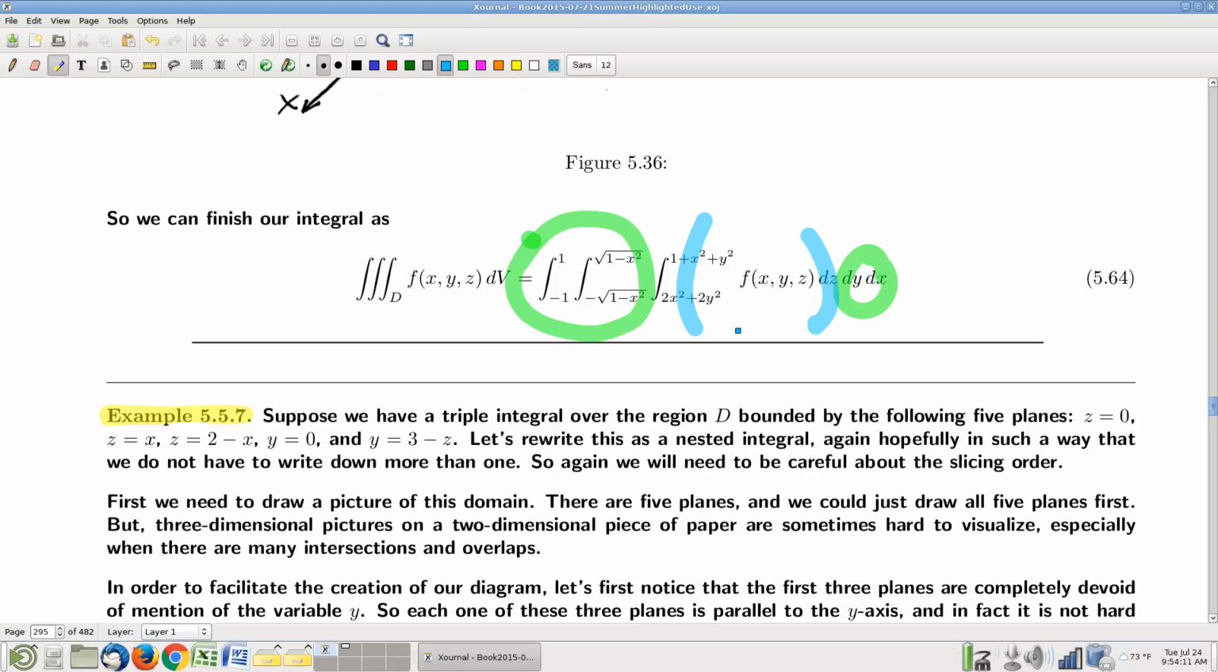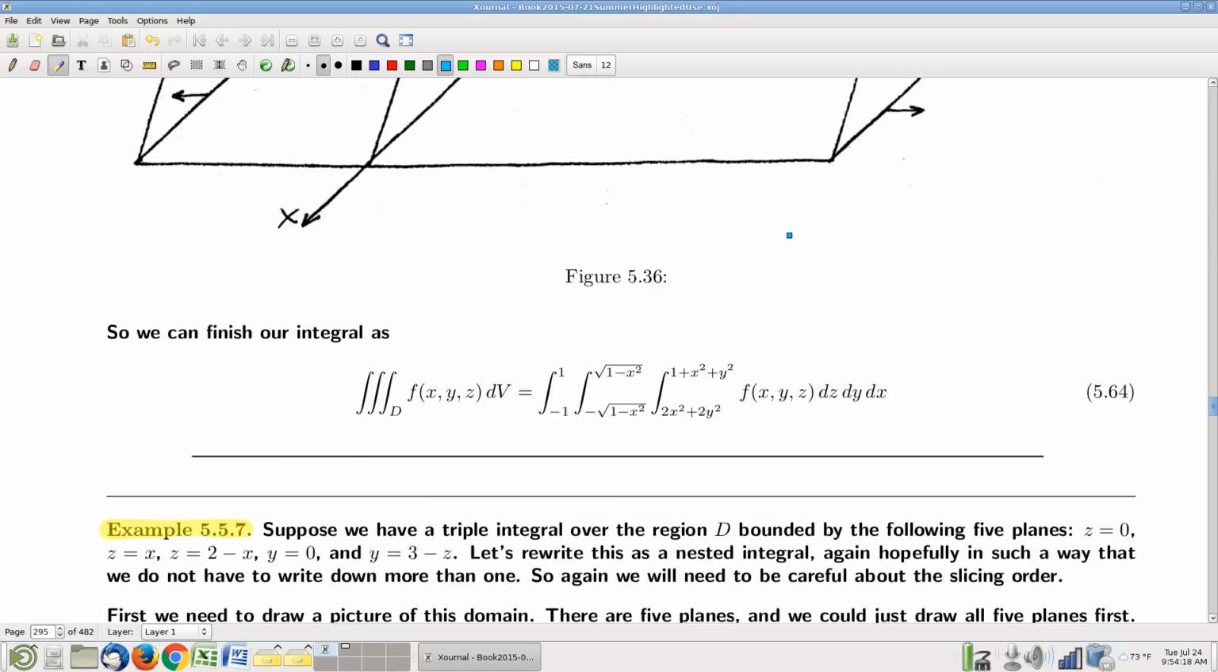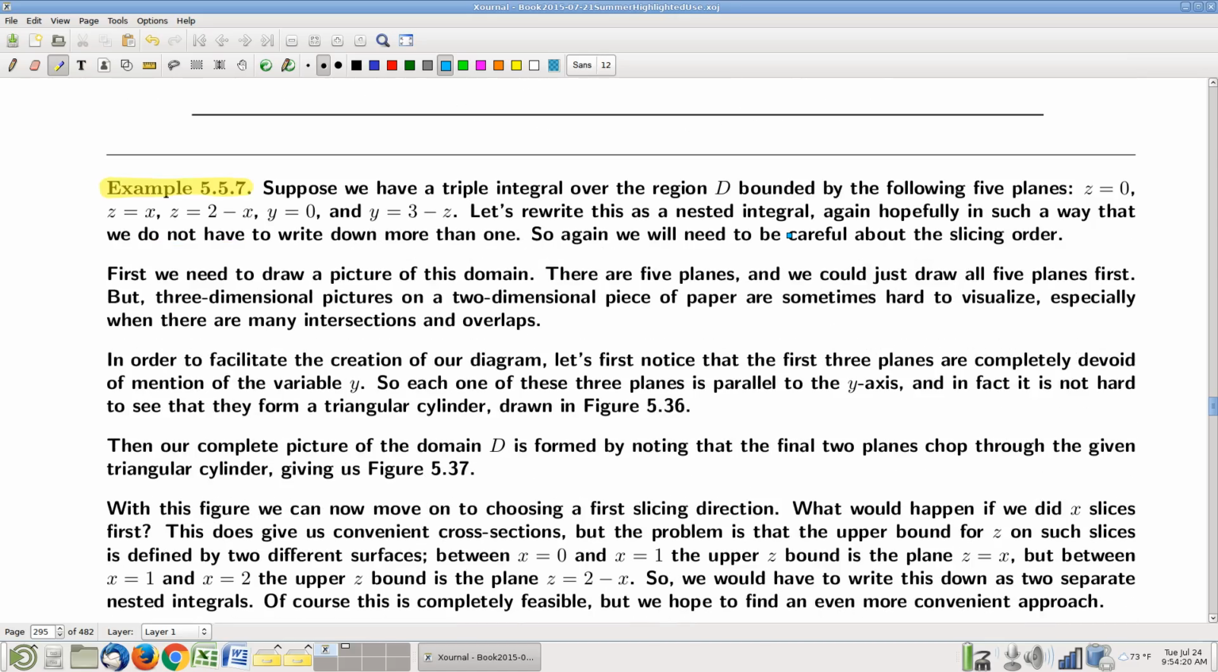Okay, last triple integral example I want to show you. A little bit tricky, but I think there's a lot of value in this specific example. A couple of neat lessons in this example. Our solid is defined in a very non-obvious way. We're looking at a solid region D that's bounded by 5 planes. z equals 0, z equals x, z equals 2 minus x, y equals 0, y equals 3 minus z. Now, before I get into this, I want to tell you one of the reasons why I like this example.